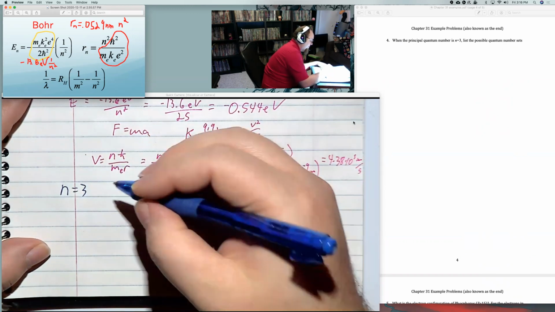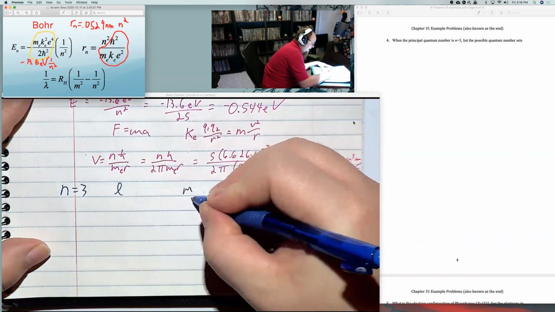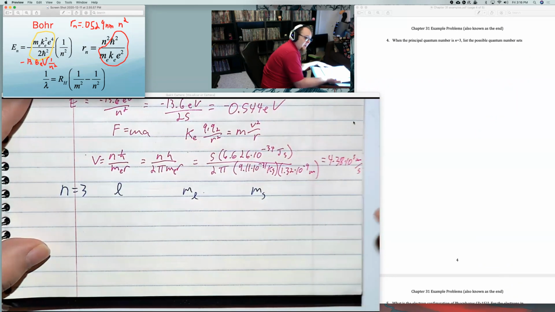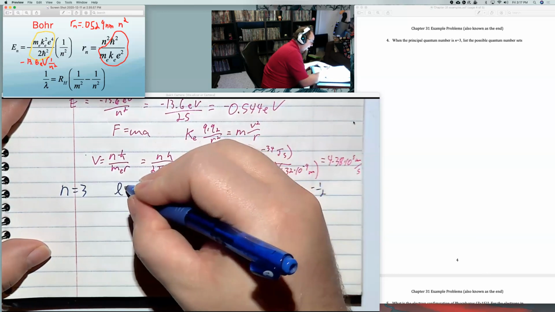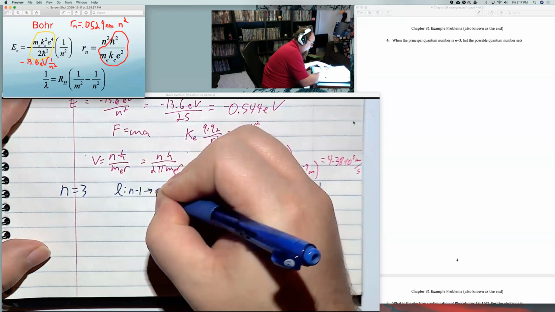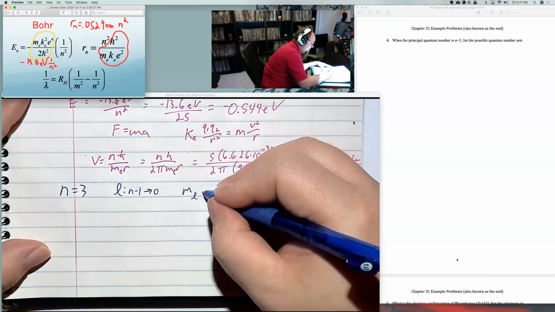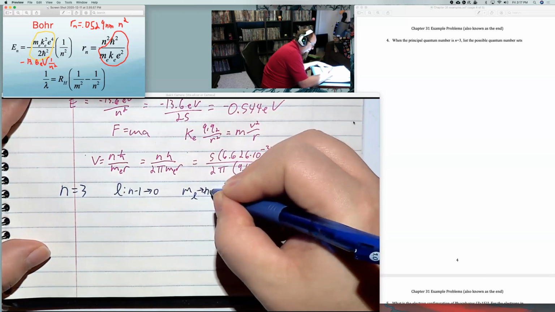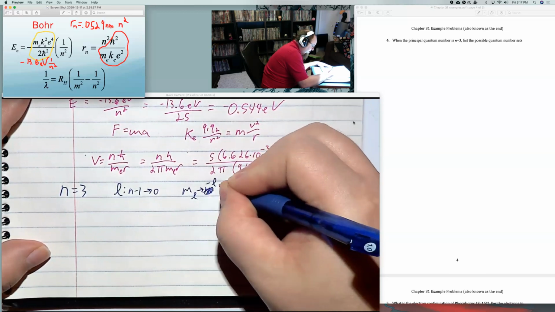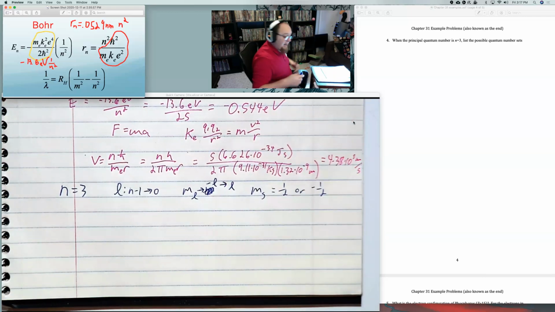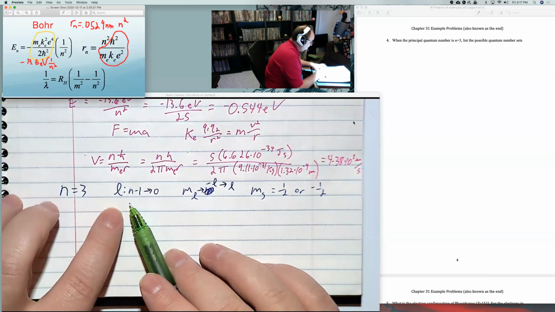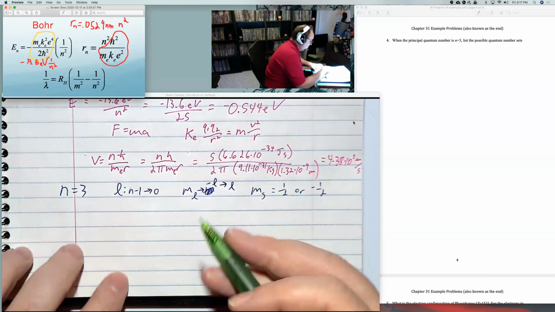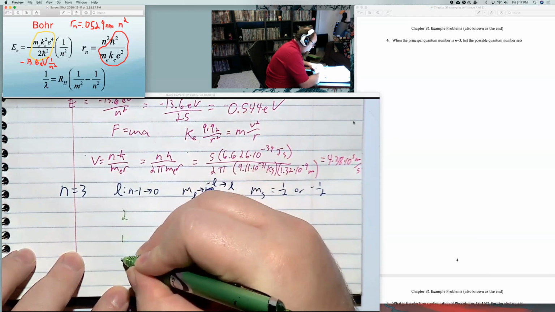Well, there are 4 quantum numbers: n, l, m of l, and m of s. m of s is always 1/2 or -1/2. That's the easiest one. L can be everything from n minus 1 to 0. And m of l can be anything from negative l to l. And so I can say what quantum states. I'll just go through and work out everything possible. If n equals 3, that's set. L can be n minus 1 to 0. So l can be 2, 1, or 0.